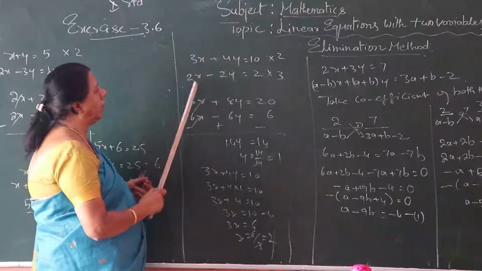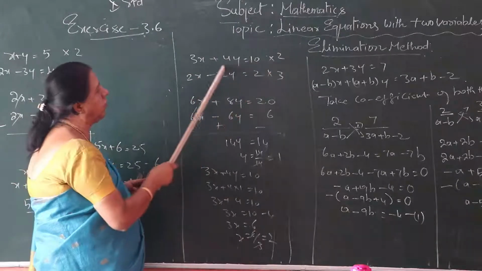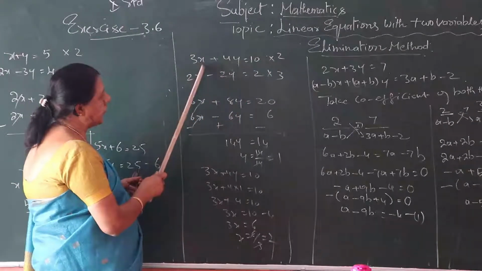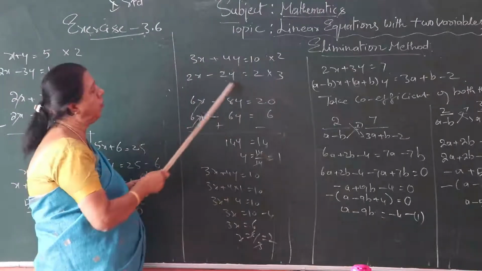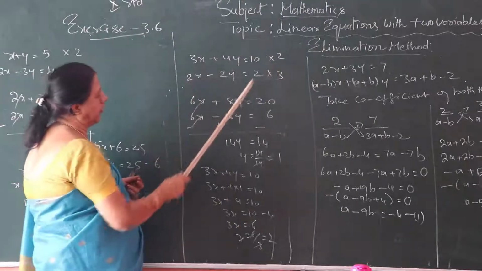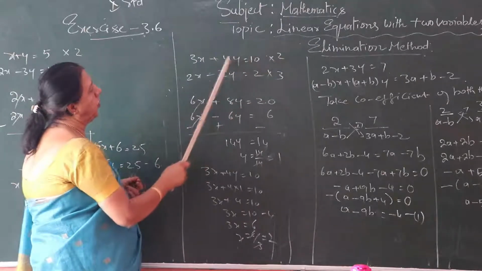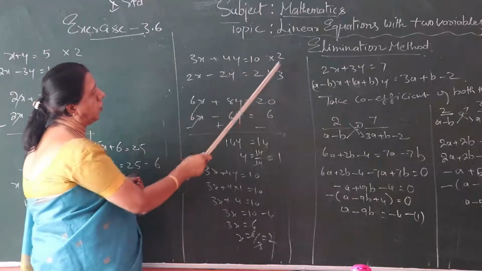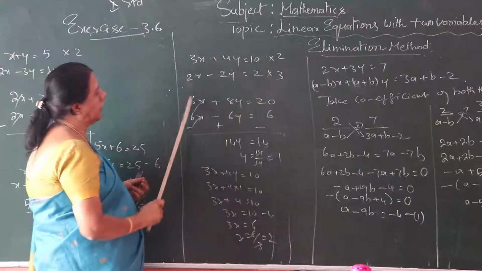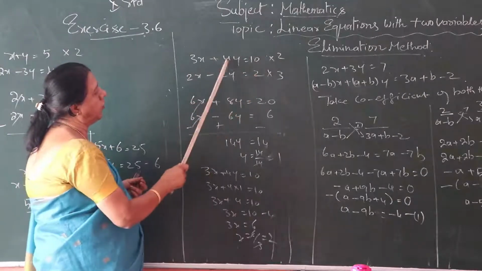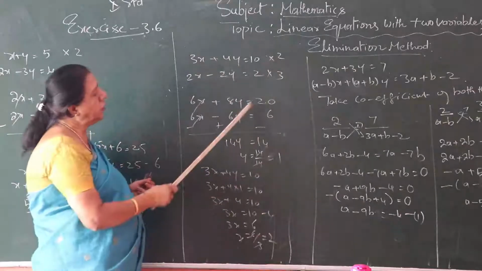Now I have taken the coefficient of x in the second equation, which is 2. You multiply the whole first equation by it. The coefficient of x in the first equation is 3. You multiply the whole second equation by it. So now multiply: 2 into 3, 6x, plus 2 into 4, 8y, is equal to 2 into 10, 20.